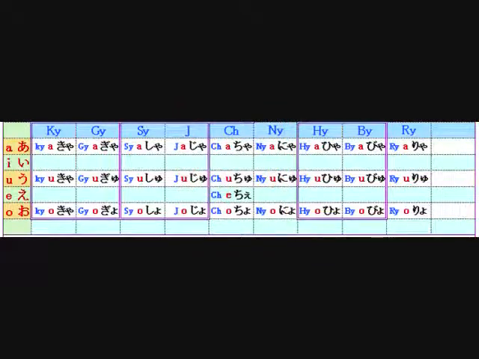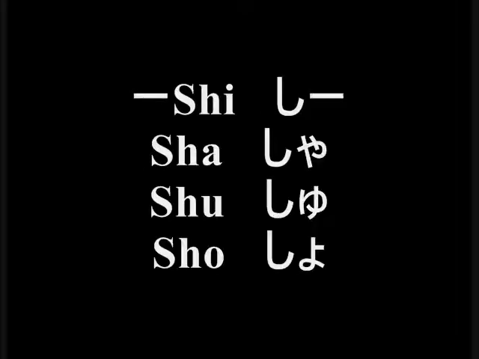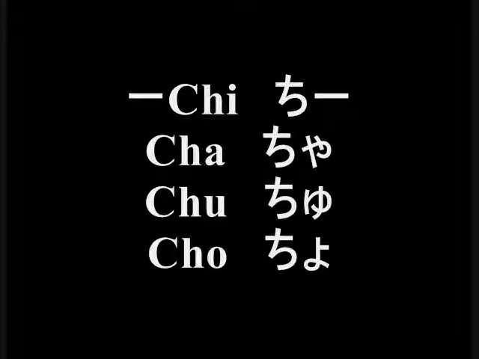A small ya, yu, and yo follow after letters in the second column and are used to transcribe contracted sounds. The contracted sound represents a single syllable. With the addition of a small ya, yu, and yo, ki becomes kya, kyu, kyo. Shi becomes sha, shu, sho. Chi becomes cha, chu, cho.